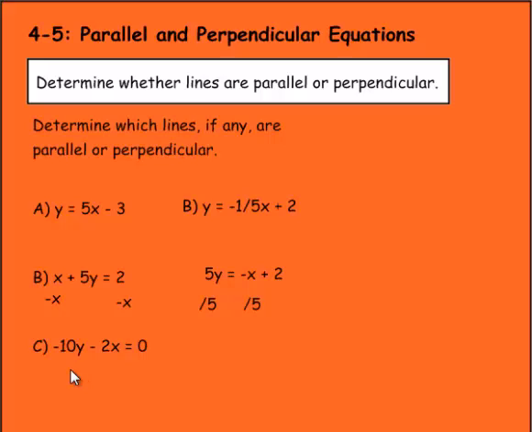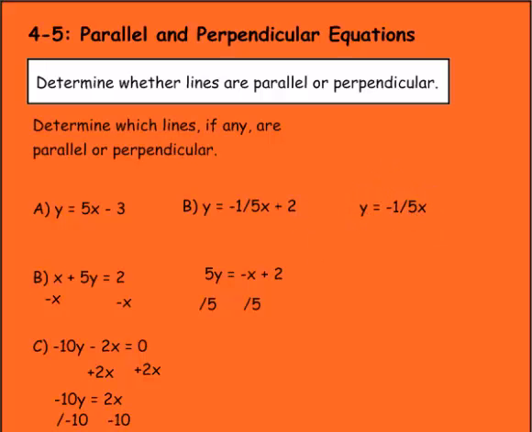Then c. We have negative 10y minus 2x equals 0. We could add 2x to this side. So that would leave us with negative 10y equals positive 2x. Divide both sides by negative 10. And this will turn us into y equals 2 divided by negative 10 would be negative 1 over 5x. So what do you notice?